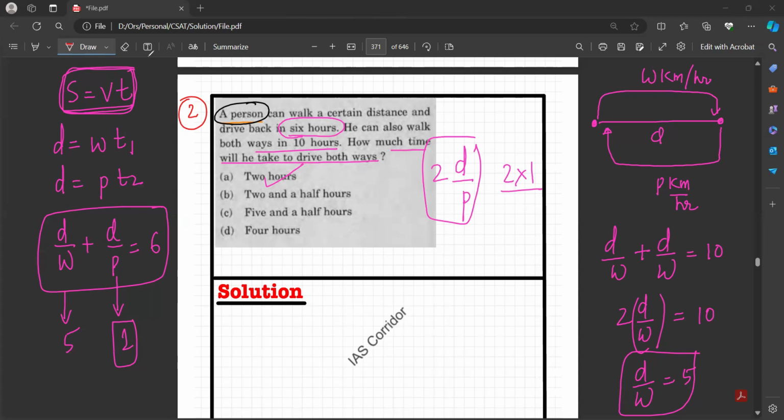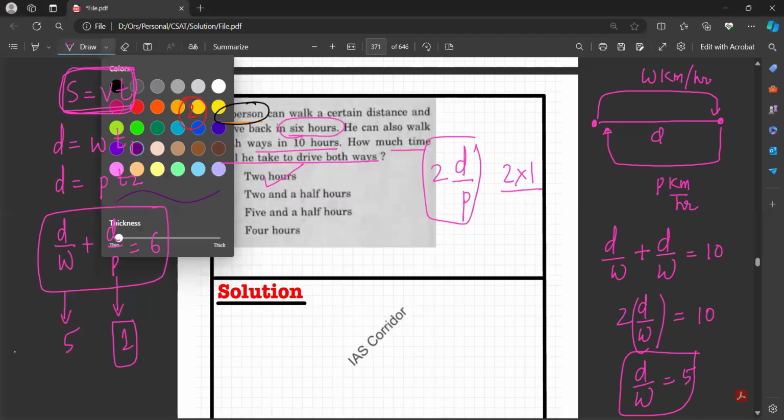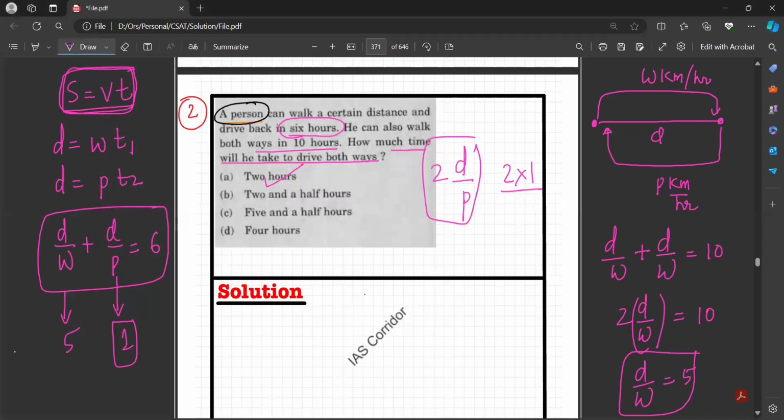In the ratio method, what you will be doing is the same logic will work. Now suppose the distance remains the same. What will the ratio of speed be? Speed will be W is to D. Now you know in S equals VT, if speed increases, if V increases T decreases, so the ratio of time will be inverted. Time becomes D is to W.